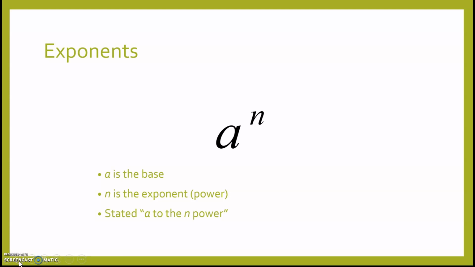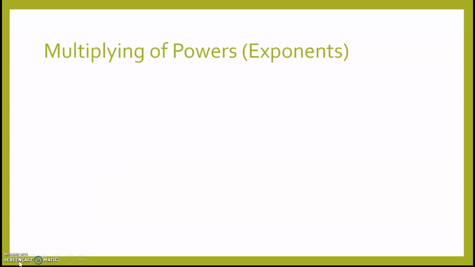This is stated as a to the power of n. This is how you say exponents. It's a to the power of n. Again, a is the base, n is the exponent. Okay, we're going to first go over multiplying powers of exponents.